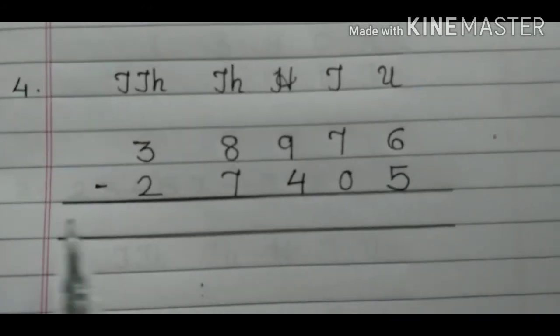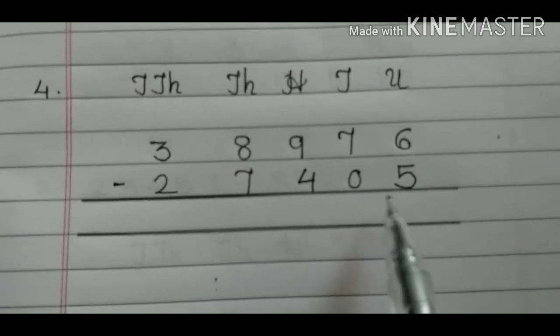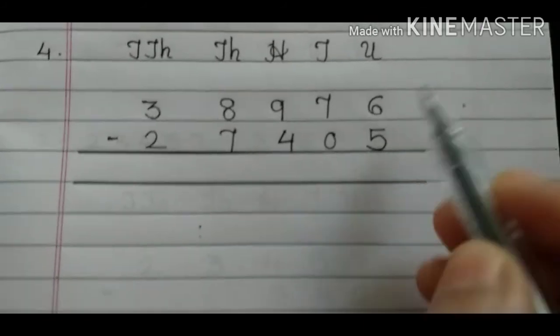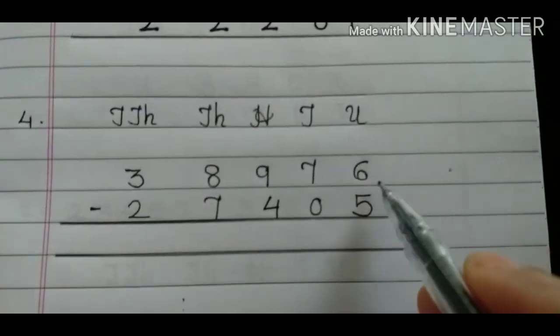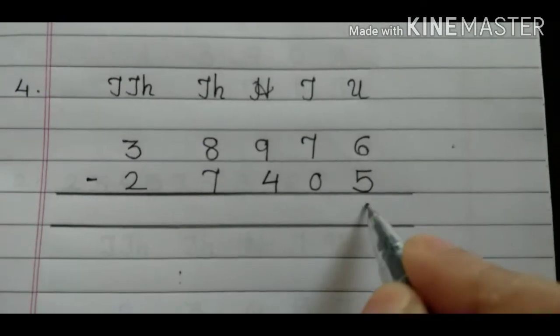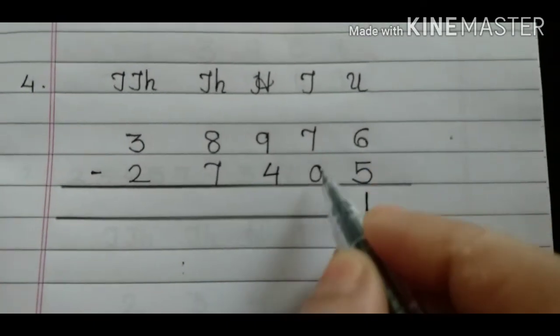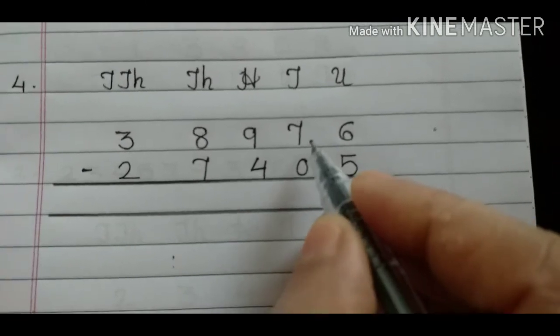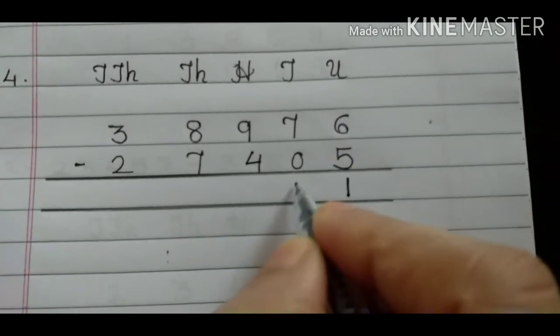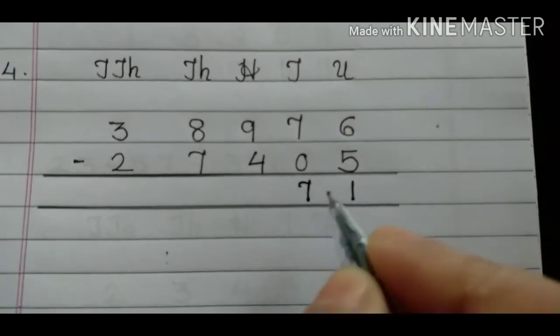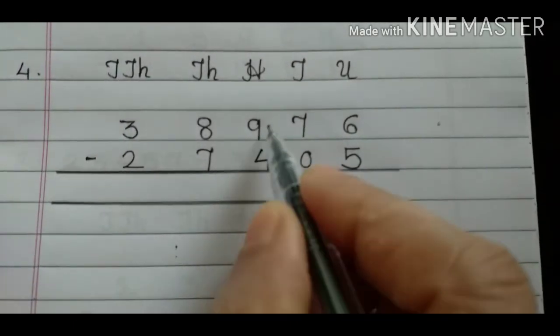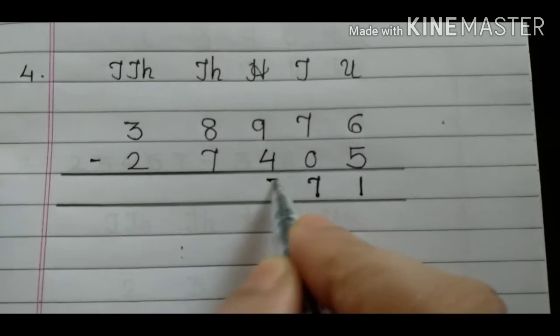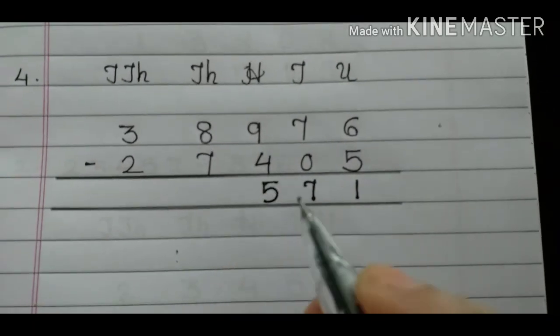Now next question is 38,976 minus 27,405. So again we'll start our subtraction from units place. 6 minus 5 is 1. 7 minus 0. So you know that when 0 is subtracted from any number, the answer will be that number itself. So 7 minus 0 is 7 itself. 9 minus 4 is 5. So write down 5 in hundreds place.